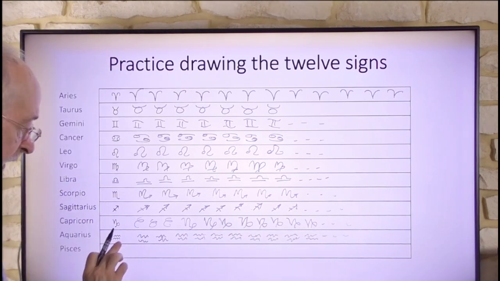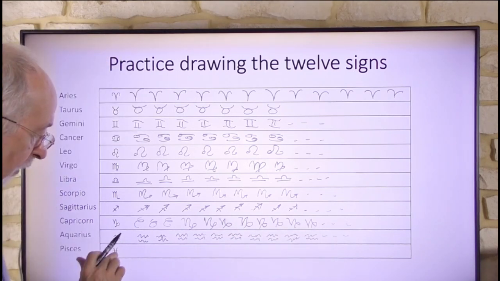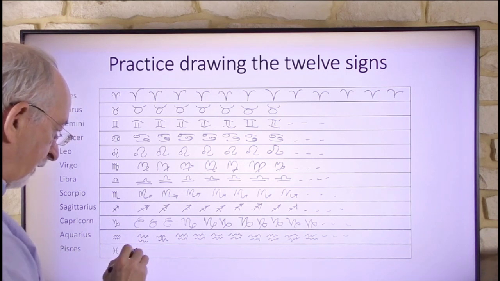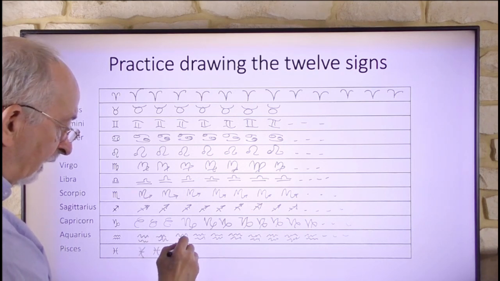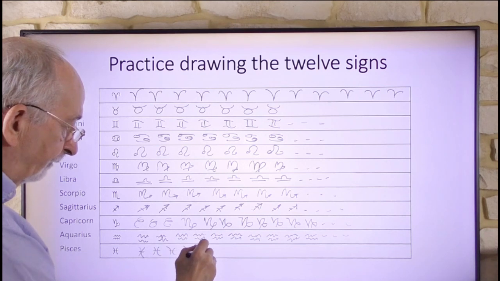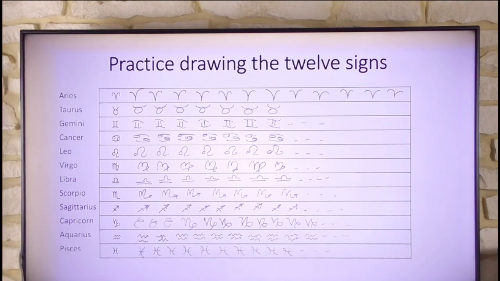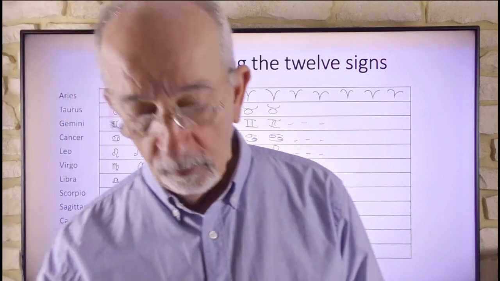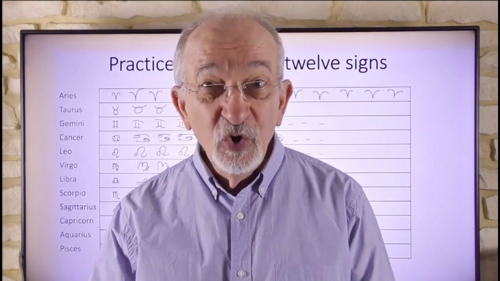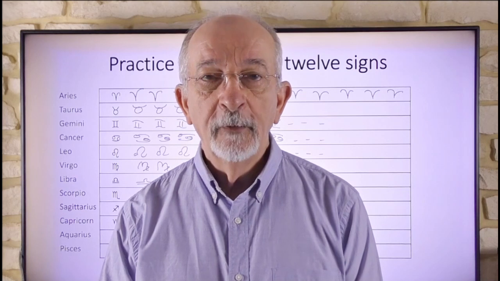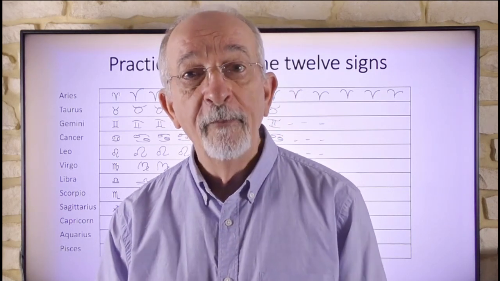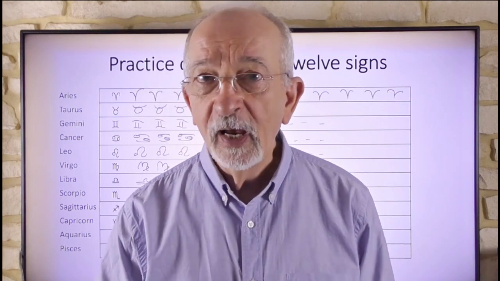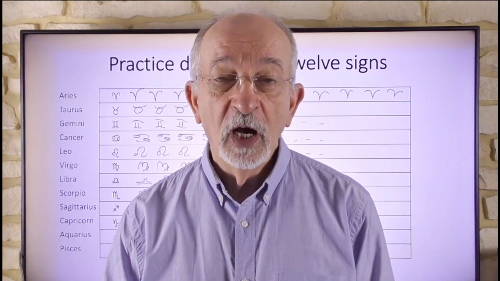And the fish follow, Pisces follow Aquarius. So Pisces is like so. There are always two fish, actually. There we are. So this is very useful to get used to the symbols. Not only to draw them, but also to recognize them around the chart.